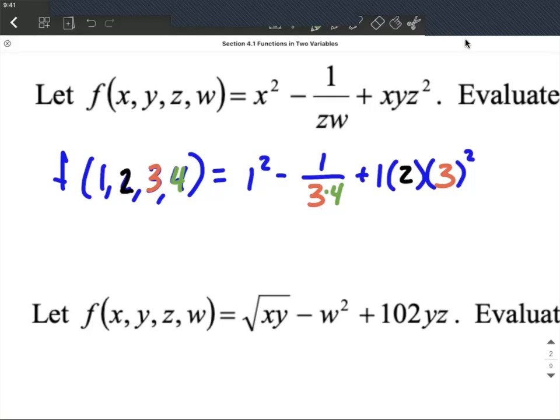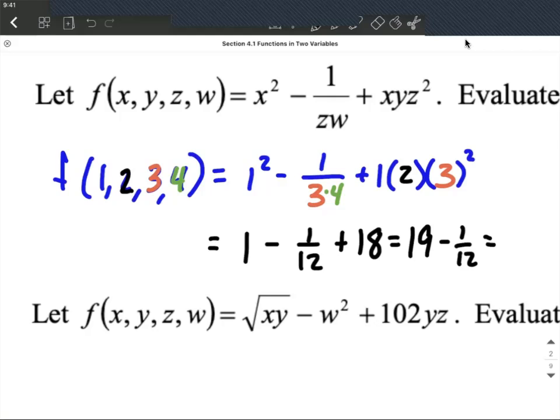So as we replace that in, from here, all we have to do is do some simplifying down. So we get 1 minus 1/12, 3 times 4 makes 12 in the denominator, plus 1 times 2 is 2, and then 3 squared is 9, so 2 times 9 is 18. This works out to be 19 as I combine the 1 and the 18 minus 1/12.